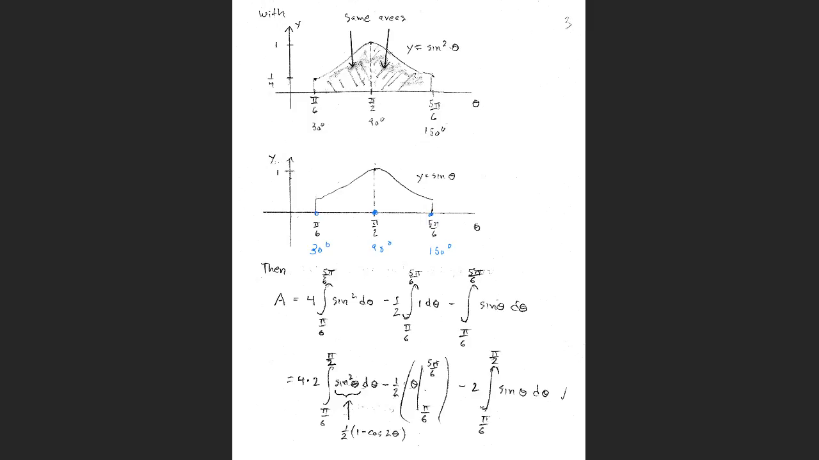I just have a portion of the sine wave, drawn from 30 degrees to 90 degrees. And then the sine wave goes back down to 150 degrees. But what do you notice about these areas here?